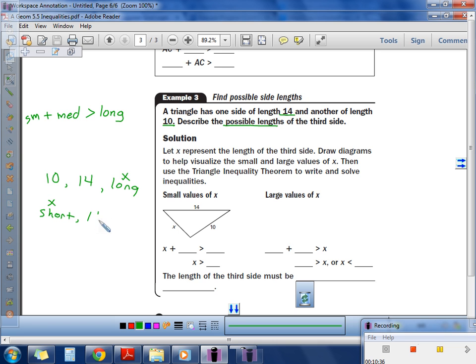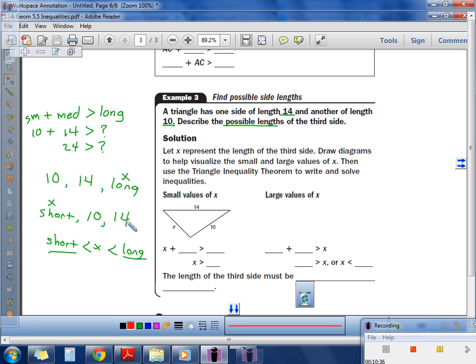What I need to do is I need to figure out the range. How far from the short to the long? So it's going to look something like this. The range of values from the short piece to the long piece, these are the numbers I need to fill in. So how do I figure those out? Well, I plug in my formula. 10 plus 14 should be greater than my unknown value. Well, what's 10 plus 14? 24. Huh. That's interesting.